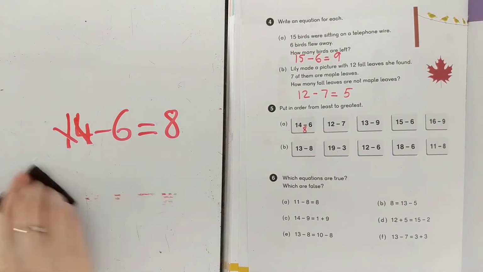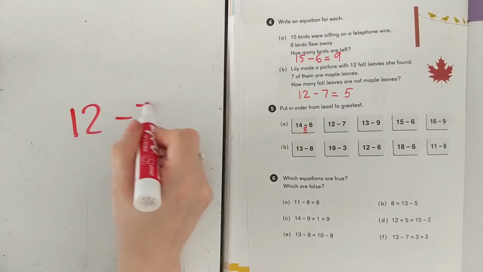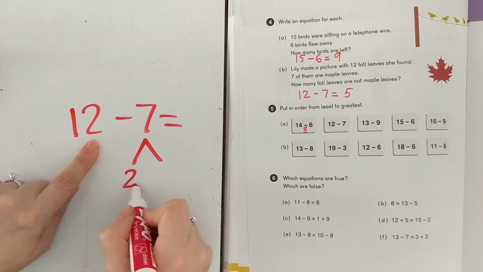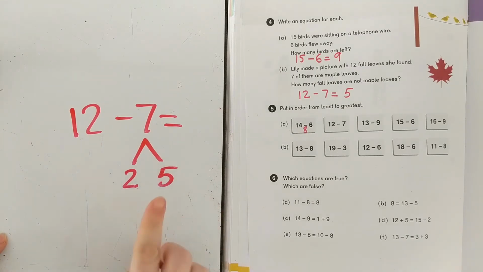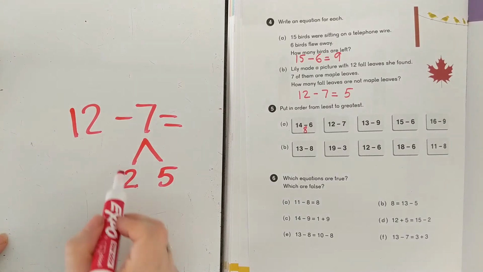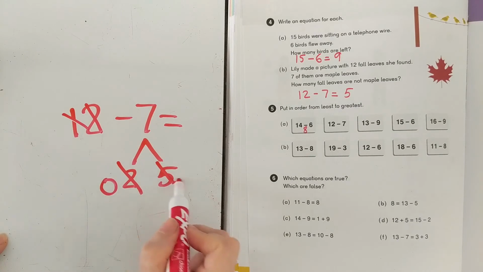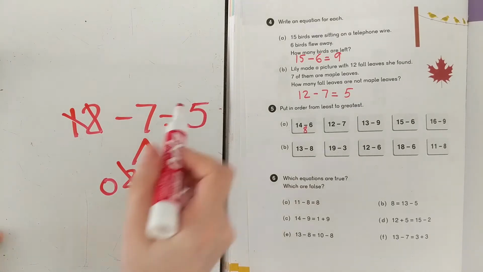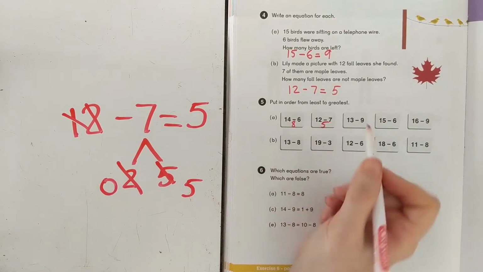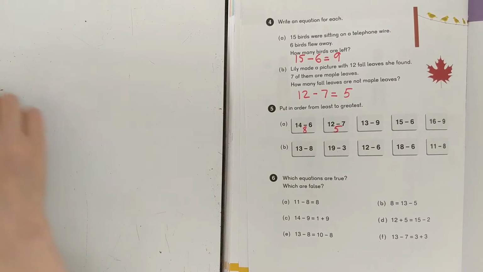Now let me try 12 minus 7. Inside of the 7, there is a 2 and a 5. 5 plus 2 is 7. Now we can subtract. 2 minus 2 is 0. 10 minus 5 is 5. Now I will write my 5 as my answer before moving on to 13 minus 9.